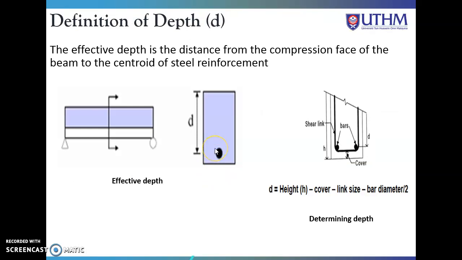Alright, definition of the depth. Okay, saya rasa untuk depth ni semua tak ada masalah. So we already know that depth adalah from the face of the compression of the beam until the centroid of the steel reinforcement. Okay, so this is D. H mana? H adalah height of the beam. Okay, so kalau kat sini D adalah height of the beam minus cover minus link size and minus half of the bar diameter. Easy, right?